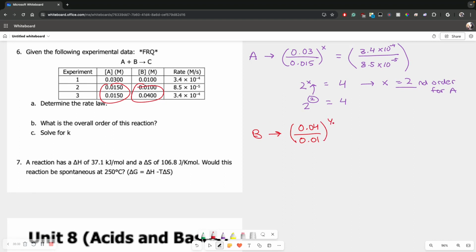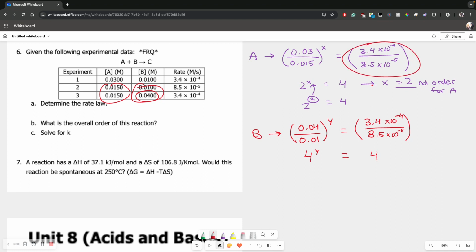So this one we're going to set to Y. And remember, the higher concentrated B, the rate law, we're just going to put on top. So 3.4 times 10 to the 4th over 8.5 times 10 to the negative 5. Right? And so if we divide 0.04 by 0.01, we're going to get 4. 4y equals, and this is 4.